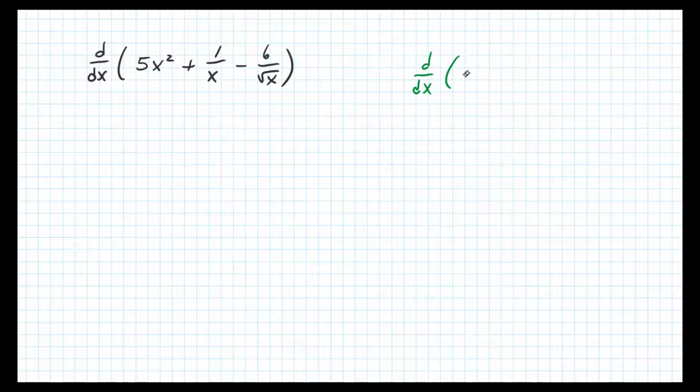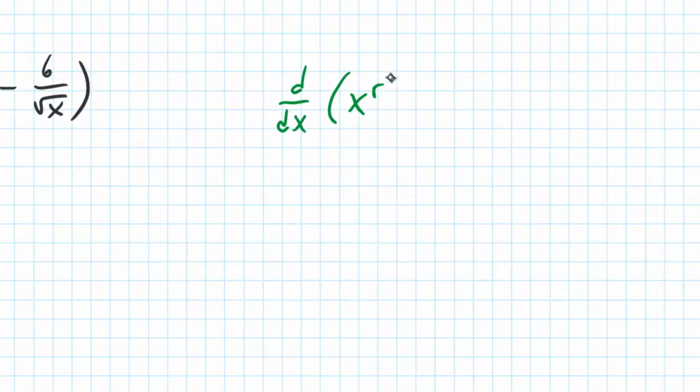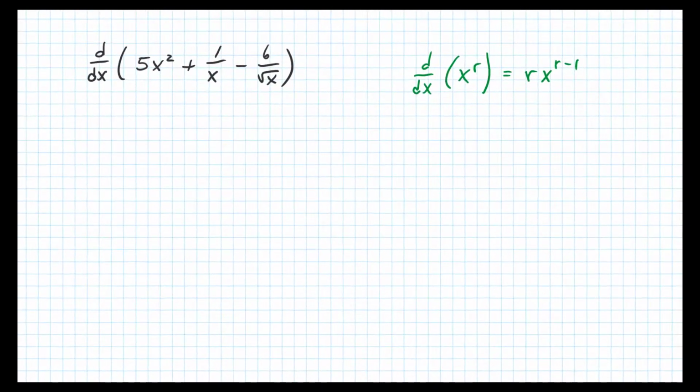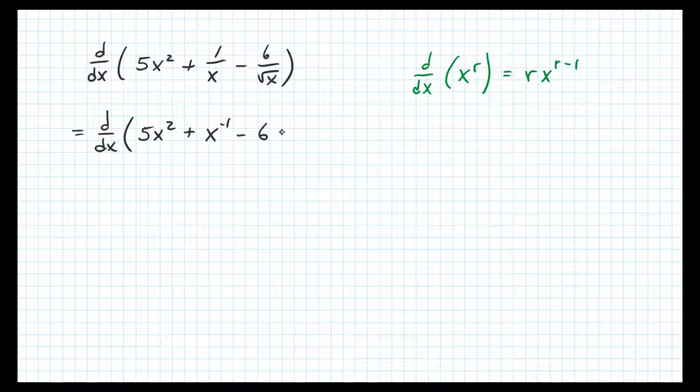Now remember, the power rule says if you can write something as x to some power r, the derivative is r times x to the r minus 1 power. So what we want to do first is rewrite this function in terms of powers of x. The first one's fine, we've got 5x squared. Now we can write 1 over x as x to the minus 1 power. And then minus 6 x to the, so square root of x is the 1/2 power. Notice it's in the denominator, so I can write that as negative 1/2 power. So now I have the function written as powers of x.